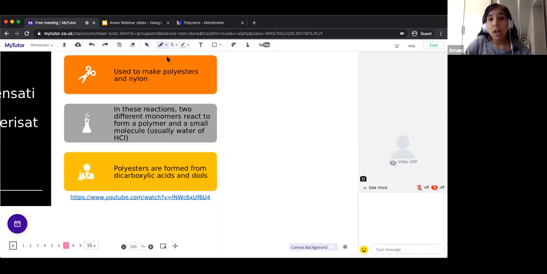And you wouldn't ever be asked to draw it out. You'd be asked to draw out the general formula for it, which I'll show you tomorrow, which is a lot easier to draw out than trying to draw out all the carbon atoms, for example. So let's watch a video then on nylon.